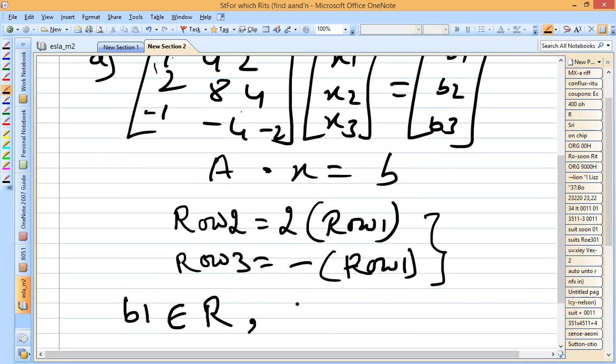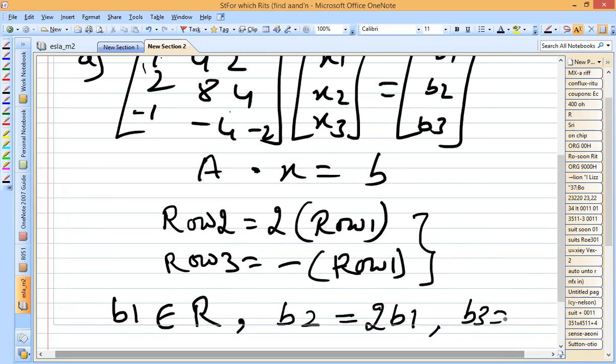But what about b2? b2 should be equal to 2 times of b1. And similarly b3 should be equal to how much? b3 should be equal to minus b1, right? So these are the conditions. b1 should belong to R, b2 should be 2 times of b1, and b3 should be minus b1, in order for the given system to have a solution.